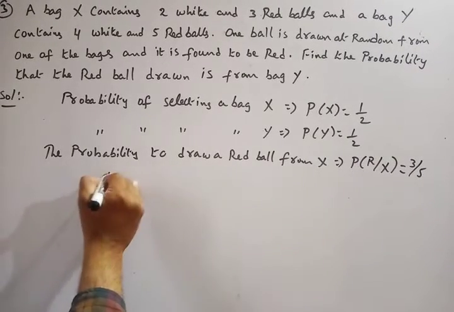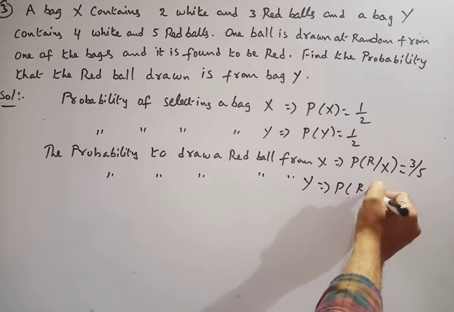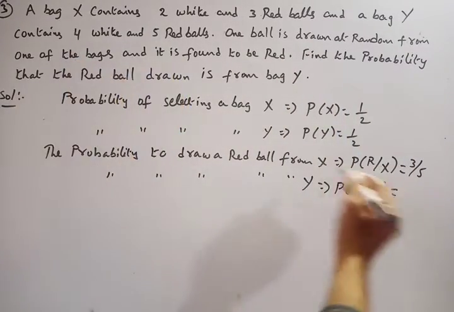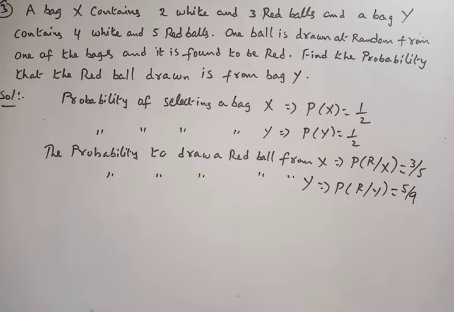Similarly, the probability to draw a red ball from Y, P of R by Y. How many red balls are in Y? 5 red balls. Total are 9. So 5 by 9.